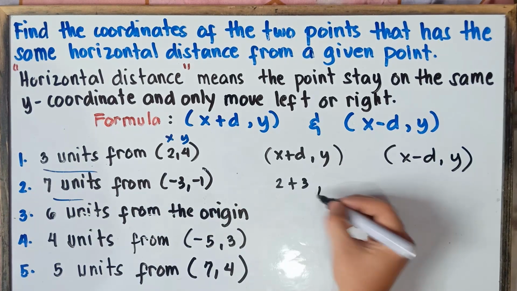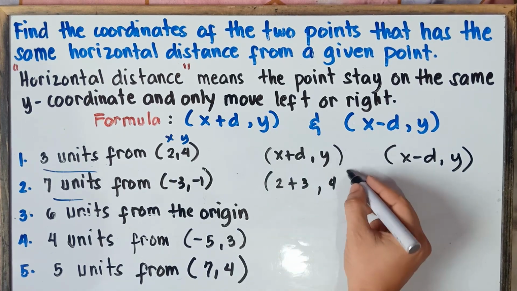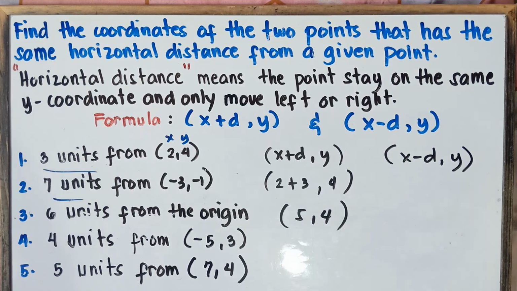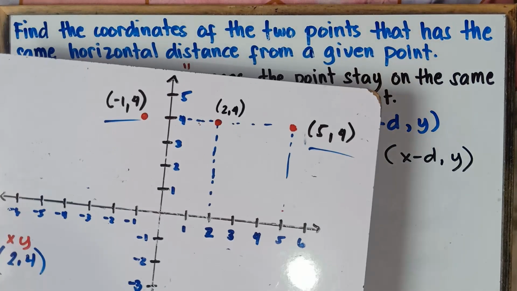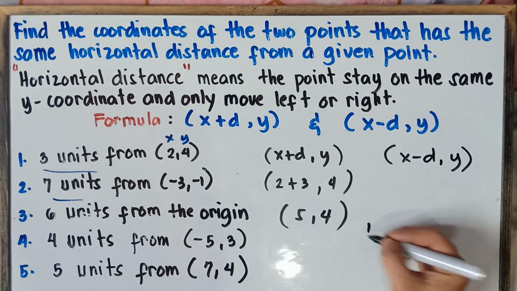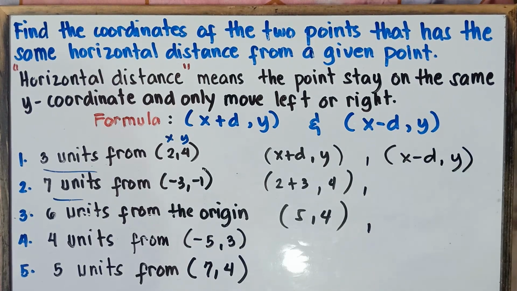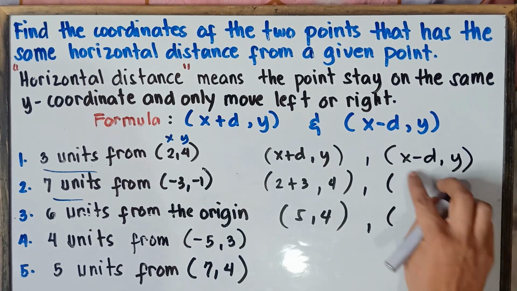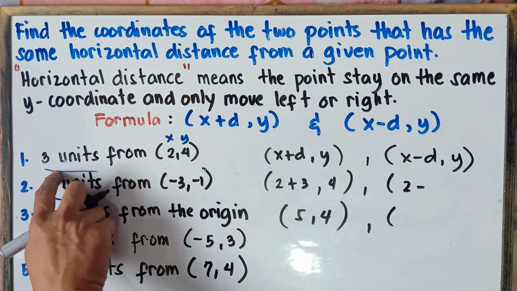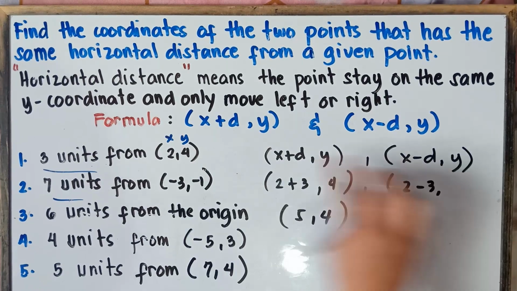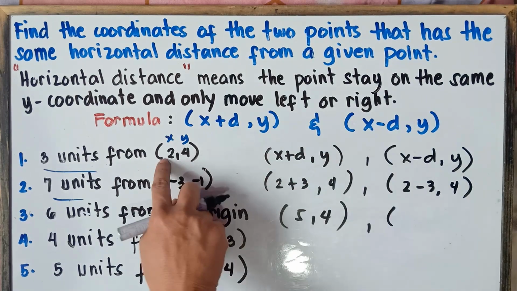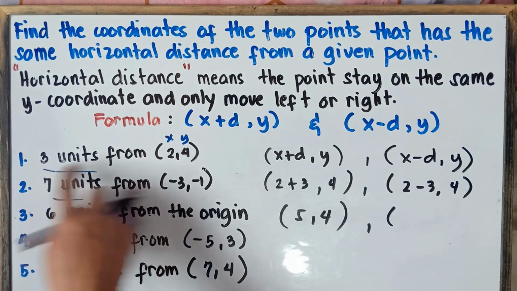So 2 plus 3, comma, and then the value of y, that would be 4. So 2 plus 3, that would be 5, and then comma 4. That would be our first ordered pair. You have the same answer, class. 5 and then 4. Alright, so the other point, the x value, once again, is 2, minus the distance, our distance is 3 units, so 2 minus 3, comma, and then the y value is 4. Once again, simply substitute, class, the value of x, that would be 2, the distance, that would be 3 units, so copy, minus 3.